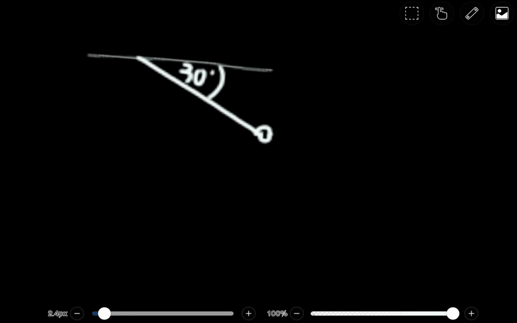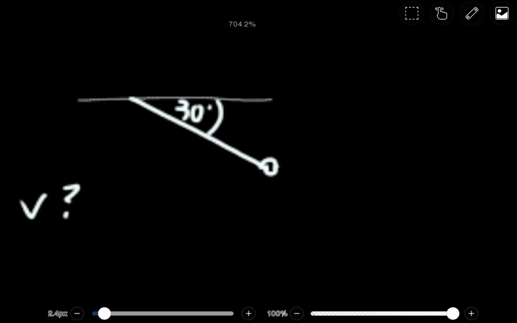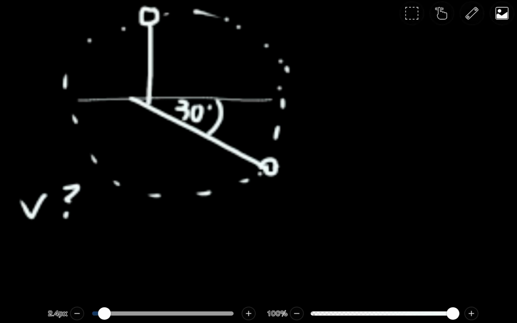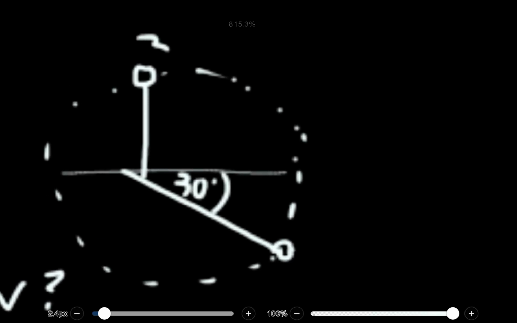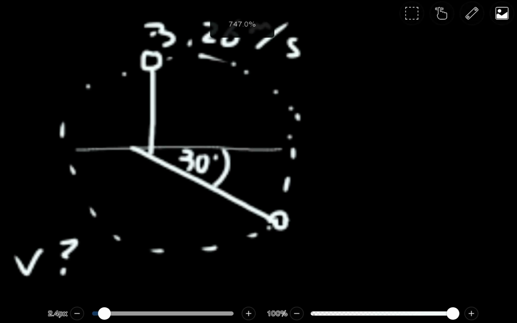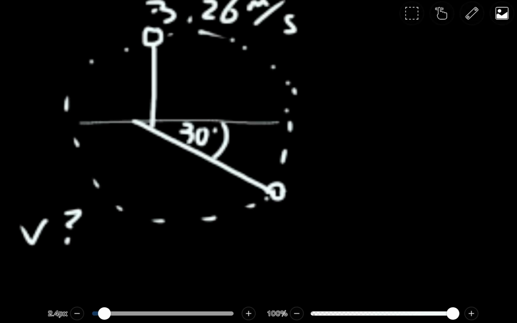Today's problem will deal with how we can calculate the speed of a ball 30 degrees below horizontal. It's going to be a ball swinging in a circle like this. And we're going to be given that the speed at the top is 3.26 meters per second. And we know the mechanical energy through other given factors I calculated earlier.